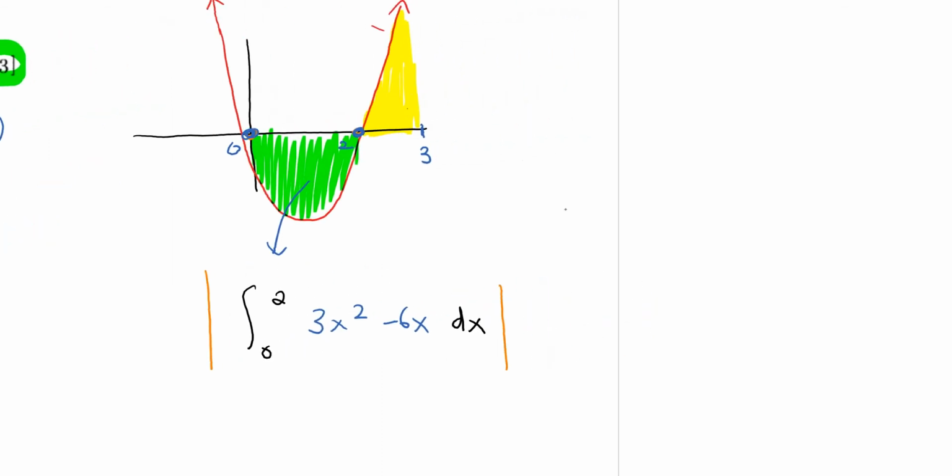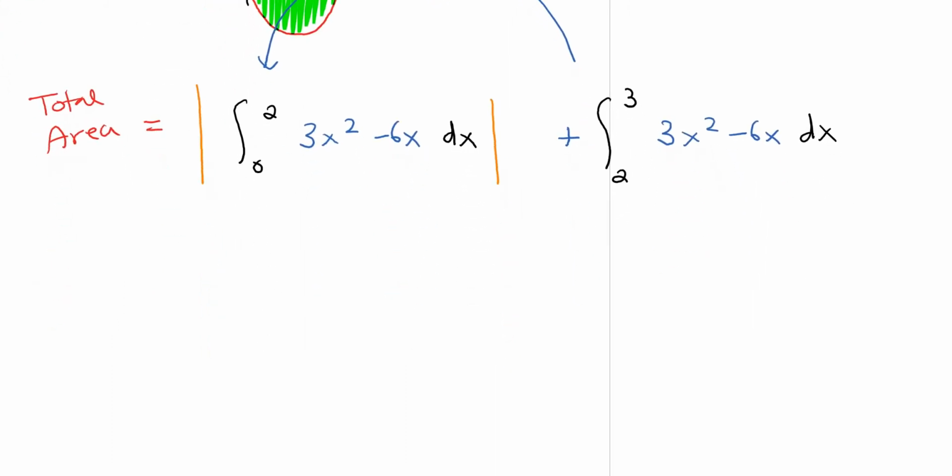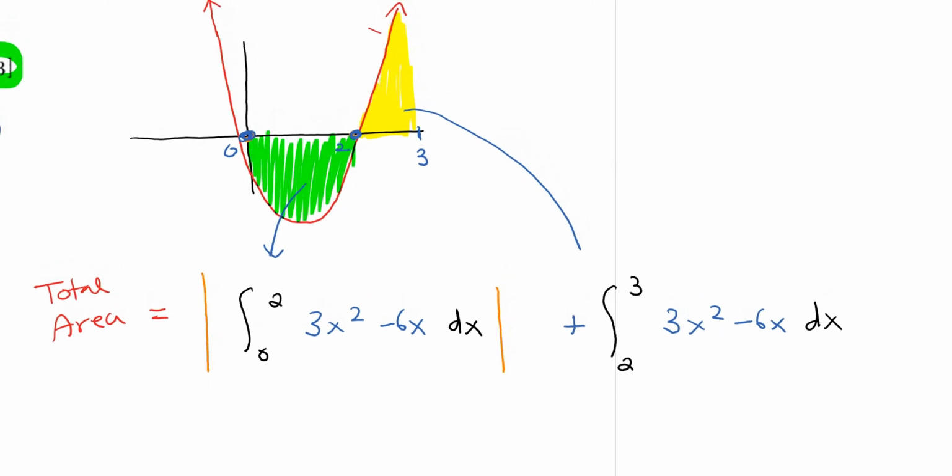And then let's go ahead and take a look at this yellow region here, because for total area, I need to find the combined areas here. This integral is now going from 2 to 3, and my equation is still going to be the same. It's going to be 3x squared minus 6x, and then we're going to multiply that by dx. And this whole thing is now called the total area, right? So for total area, we always assume that the areas are positive, and then we just add up all the individual areas together.